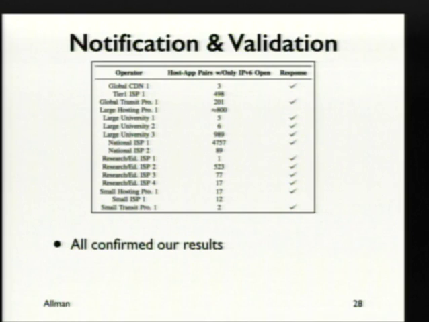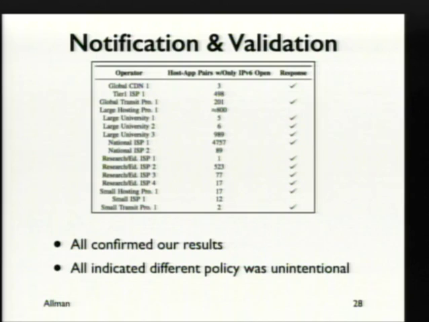But they all confirmed our results. They all said, sure, you found dual stack hosts. Those hosts you found, that's one host, has 2 addresses. And sure enough, you're showing us a policy discrepancy between V4 and V6. And the other thing the 12 of them all said was, oops, they all indicated this was unintentional. They did not want this to happen, and then they went off and fixed it.